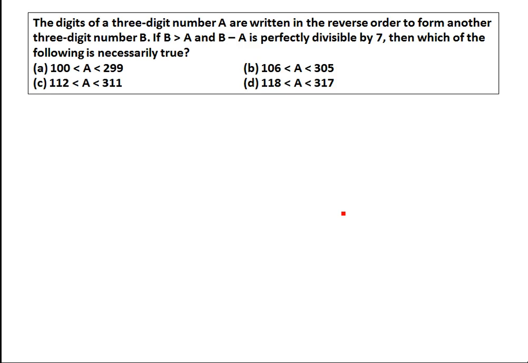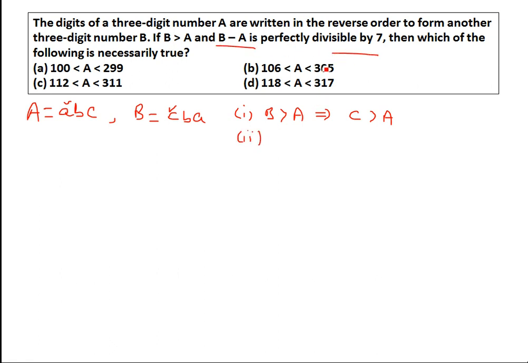Now coming on to the question. Suppose A is a 3-digit number, it is equal to ABC, and B is also a 3-digit number, it is CBA. And in the question it is said that B is greater than A, then it is possible only when C is greater than A. Hence the first conclusion is C is greater than A.